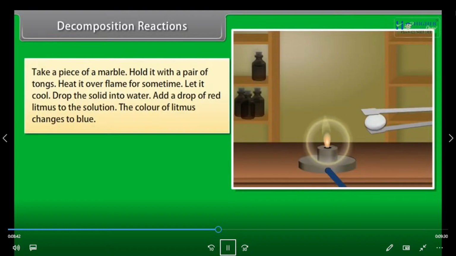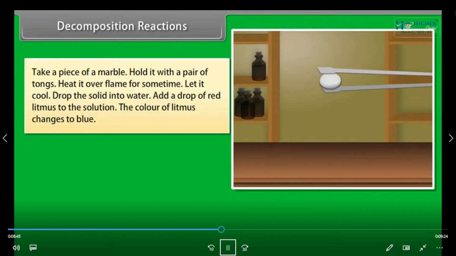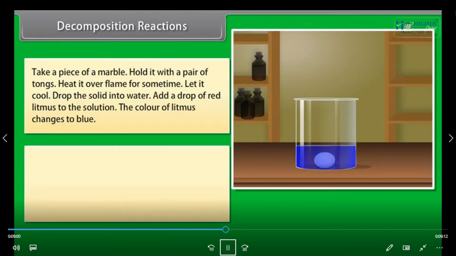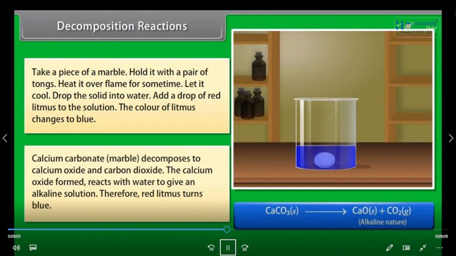Take a piece of marble. Hold it with a pair of tongs. Heat it over a flame for some time. Now let it cool. Drop the solid into water. Add a drop of red litmus to the solution. The color of litmus changes to blue. Calcium carbonate, marble, decomposes to calcium oxide and carbon dioxide. The calcium oxide formed reacts with water to give an alkaline solution. Therefore, red litmus turns blue.